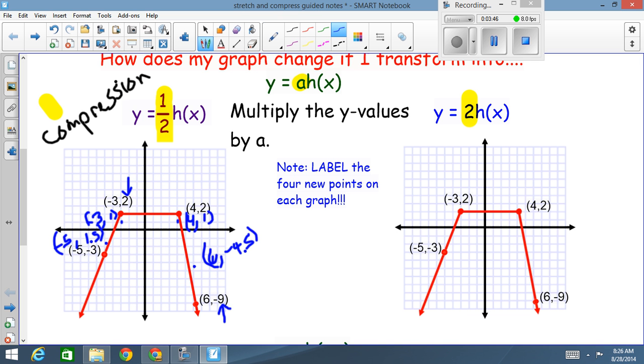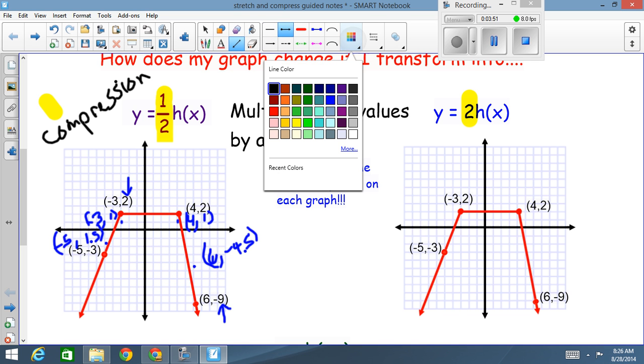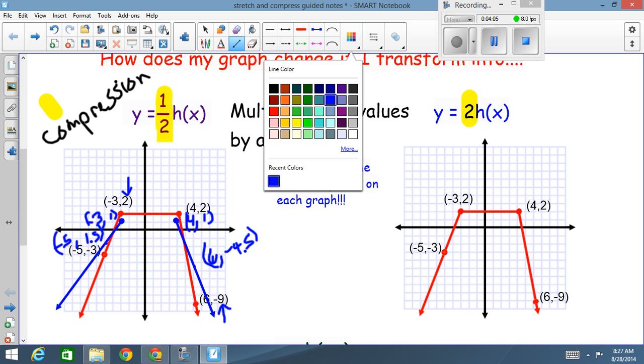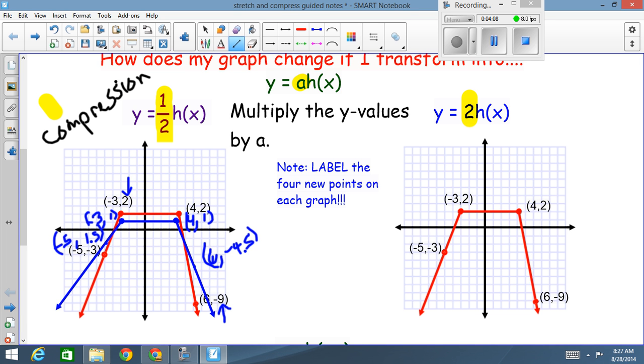Okay. So let's go ahead and connect our dots here. Connect the points. And let's see what a compression looks like. Well, what a compression is taking something and kind of smushing it together, and it's going to make it go wider. Okay, that's what a compression is. You think of like taking something and compressing it. You push down on it, makes it go wider. That's a compression. Multiplying the y values by 1/2.